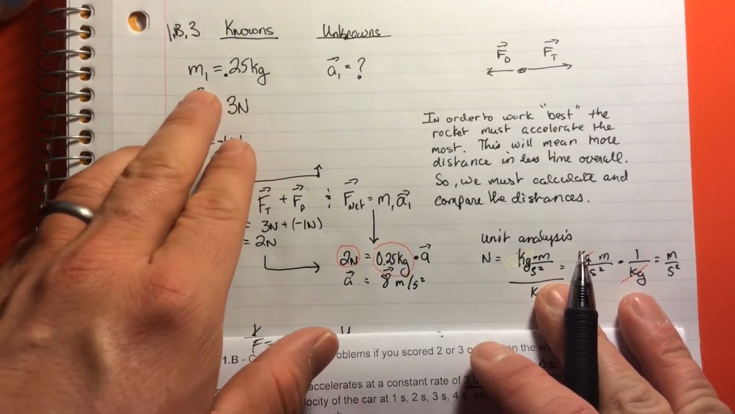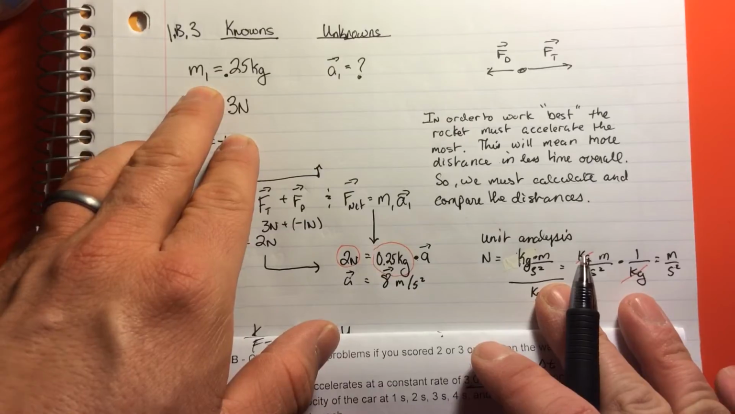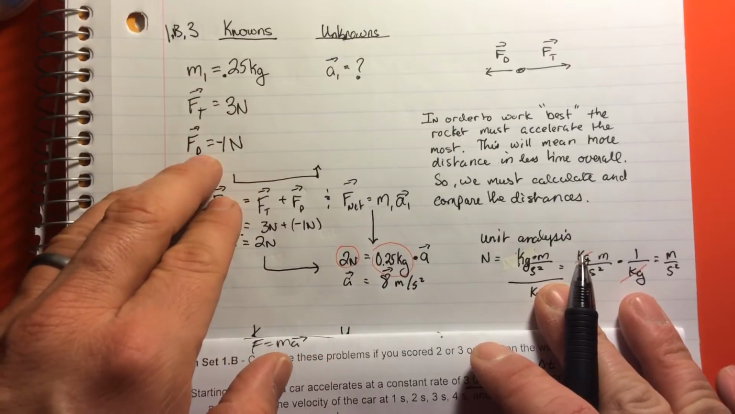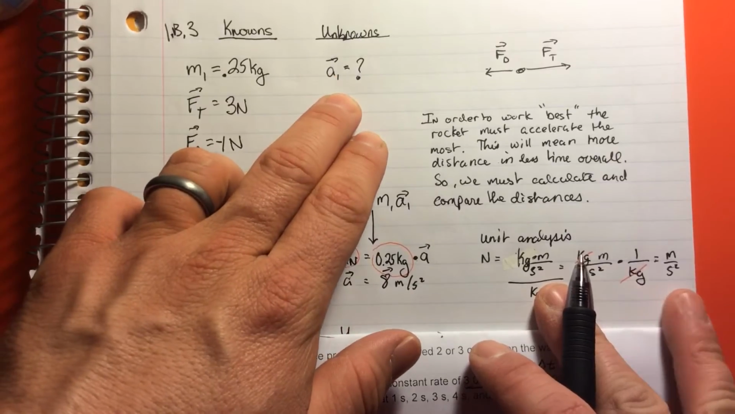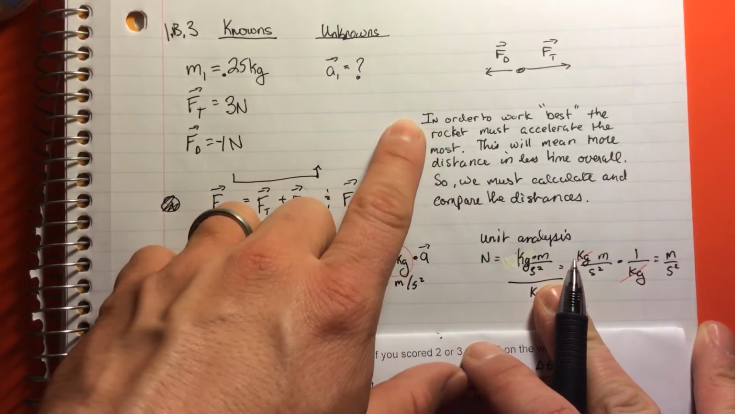The mass, we're going to label it number 1 since it's the first design. The thrust and the drag on it. And we're looking for the acceleration. And the reason we're looking for the acceleration, we're trying to figure out which one's the best design.